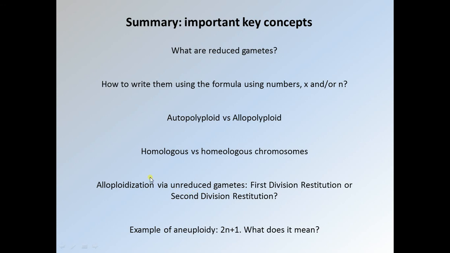We discussed allopolyploidization, how it happens and how it leads to unreduced gametes. My question here is, when unreduced gametes happen in hybrids, does it lead to a first division restitution or to a second division restitution? And finally, something we didn't talk about yet, but there is a term called aneuploidy, and you can write it that way, 2n plus 1. Can you evaluate what that means in general terms? Good luck.